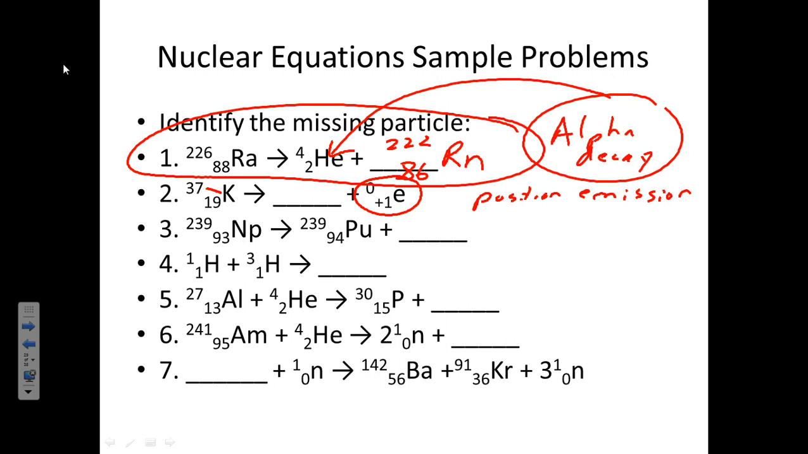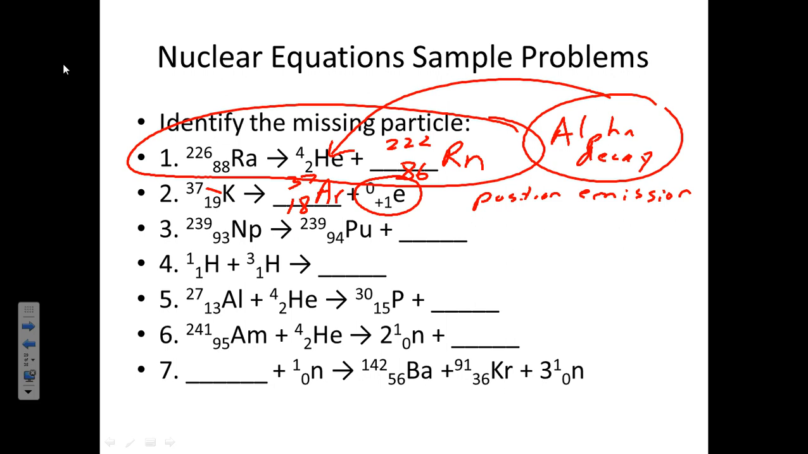So since this is 37 and this is 0, the mass number over here has to be 37. This is 19, this is plus 1, this has to be 18. We look at our periodic table, find element 18, and that's argon. So again, that's a positron emission type of reaction.